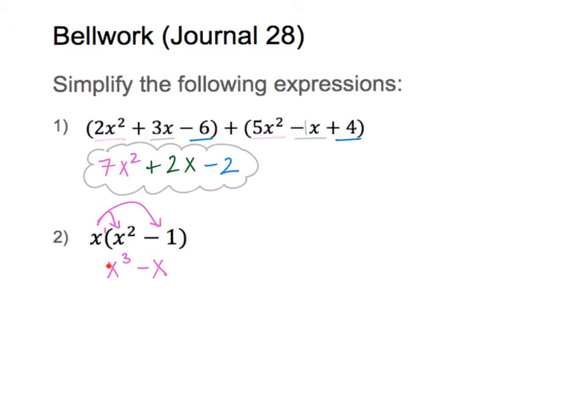And then when I take a look at these two, I can't combine because that's x to the third power and that's x to the first power. And so this is it. This is my final answer. All right, so like the objective here is just to combine like terms depending on their operation. So adding, subtracting, dividing, and multiplying.